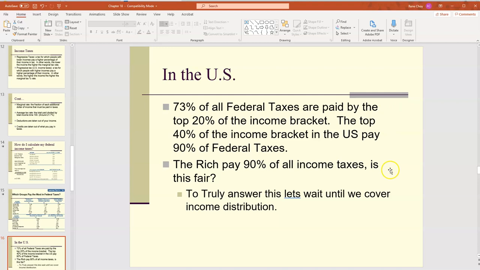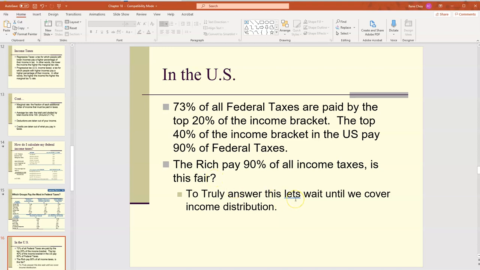This is a quick breakdown of that. So 73% of all federal taxes are usually paid by the top 20% of the income bracket, and the top 40% of the income bracket in the US pays 90% of all federal taxes. So the rich and the almost rich pay 90% of all income taxes. Now, a question you may want to ask yourself is, is that fair?